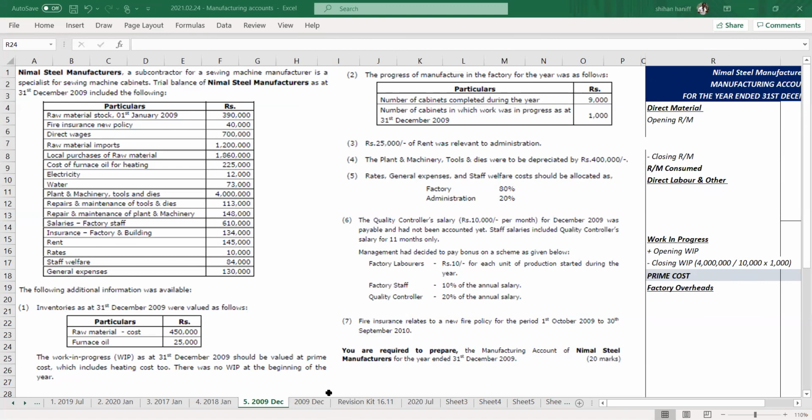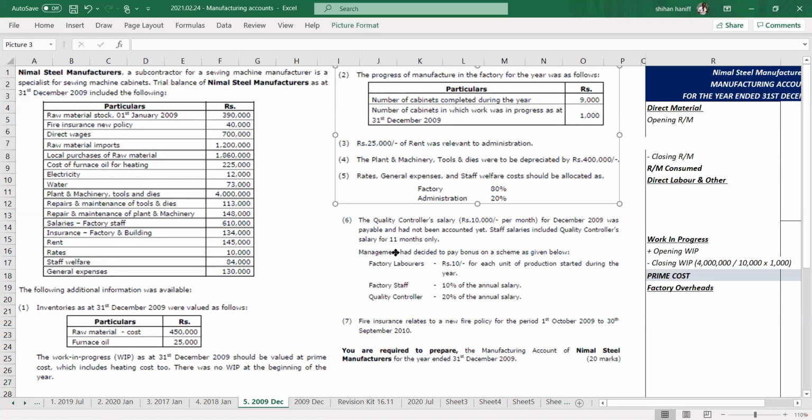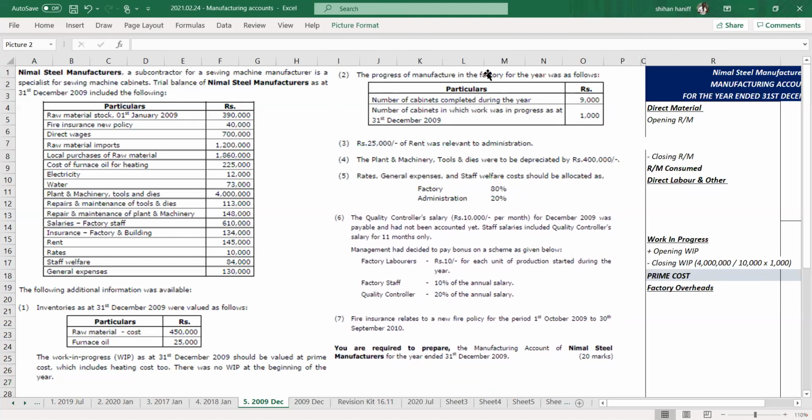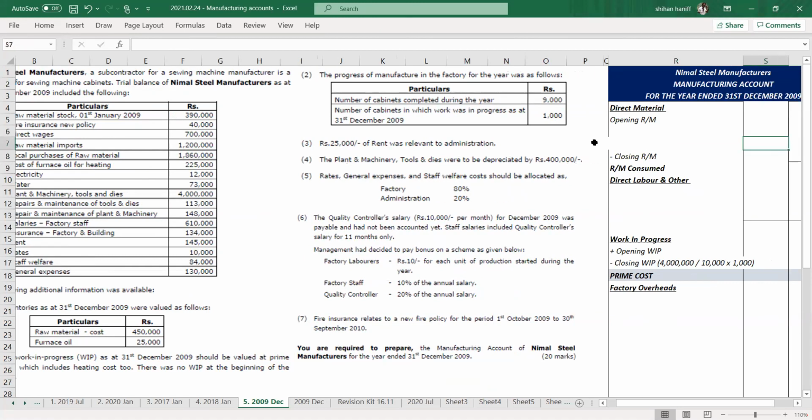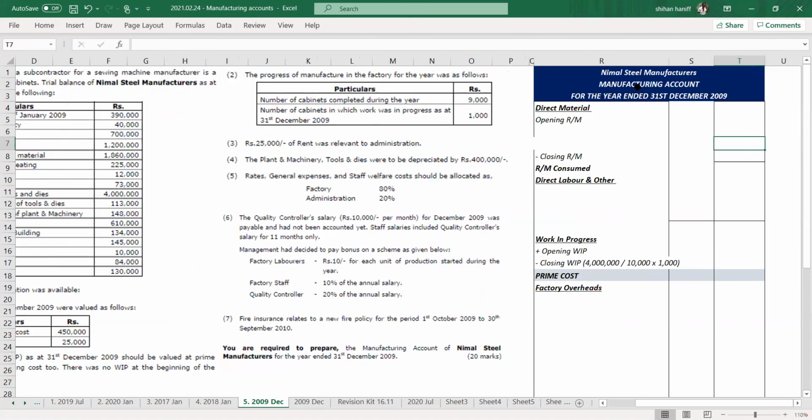So this is question number 5. In the last session we discussed 4 questions. This is question number 5. Draw a format. Nimal Steel Manufacturers, manufacturing account for the year ended 31st December 2009.